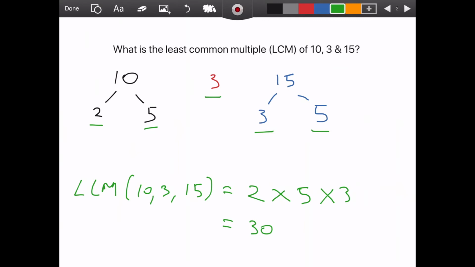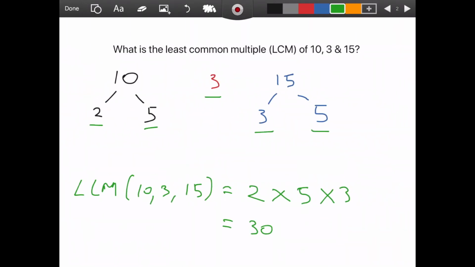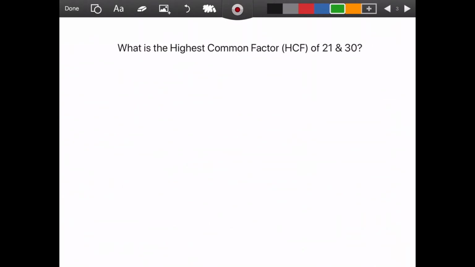Especially if you're trying to find LCM for really complex numbers, right? If you want to list down all the multiples of really complex numbers, then perhaps it will take very long for you to find the common multiples of all the numbers. But both of these methods are valid ways to find the least common multiple. Okay, hopefully you understand. Now we'll go on to the next concept, which is the highest common factor.